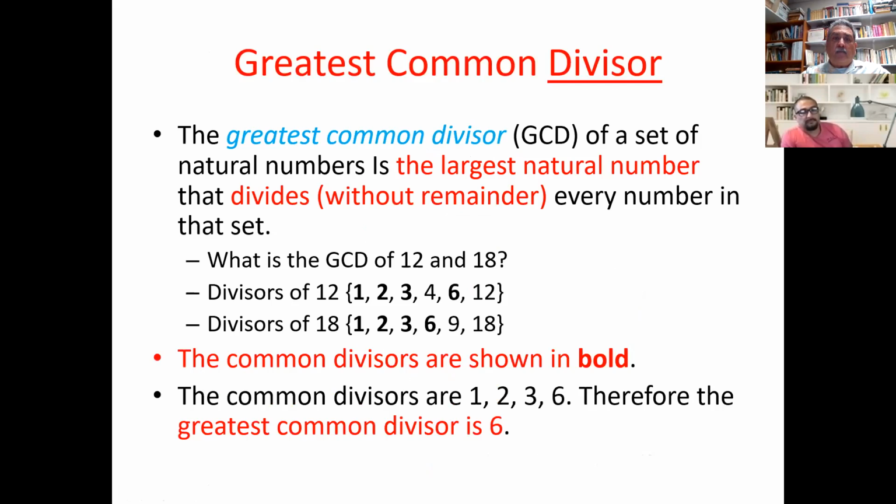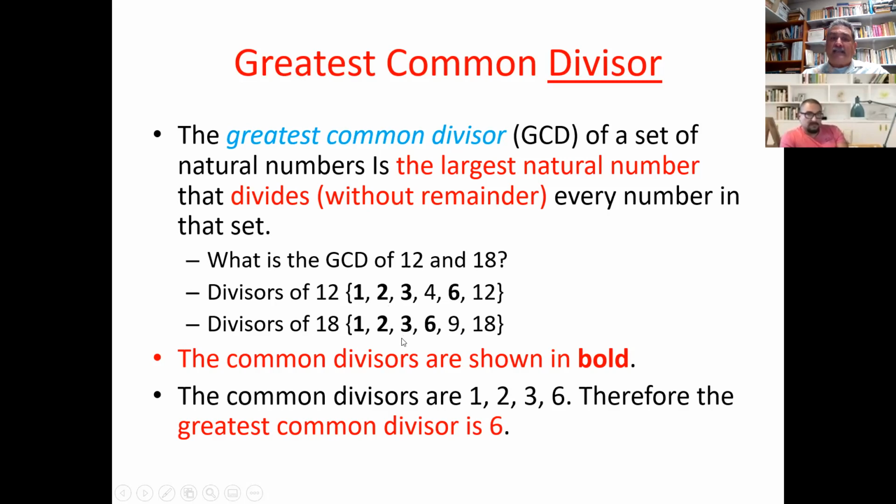Now, we have what is called the greatest common divisor, or GCD. The GCD of a set of natural numbers is the largest natural number that divides without a remainder every number in that set. For example, we want to find the GCD of 12 and 18. Divisors of 12 are 1, 2, 3, 4, 6, and 12. By divisor, I mean you can divide 12 by any of these numbers and get no remainder. Divisors of 18 are 1, 2, 3, 6, 9, and 18.